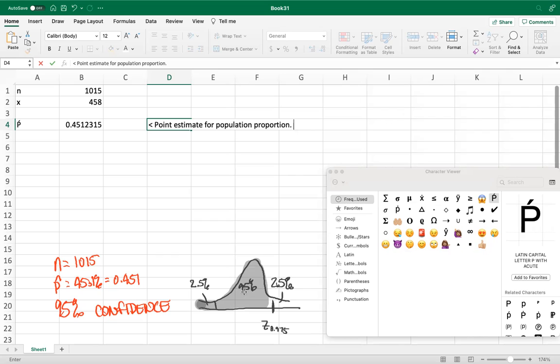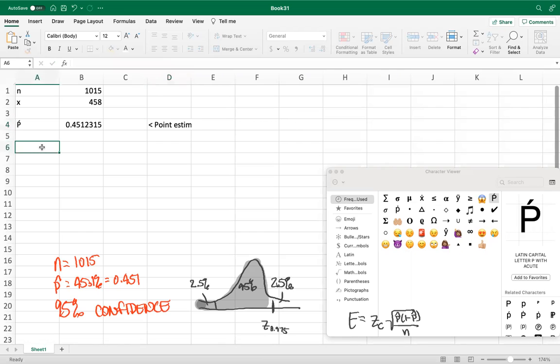And one more thing was our point estimate. E was equal to the z value, the critical value, times our standard deviation, which was the square root of p hat times 1 minus p hat divided by n. Okay, let's start with the z value. So we're looking for z of 0.975.